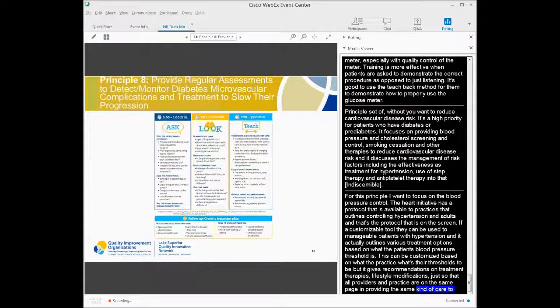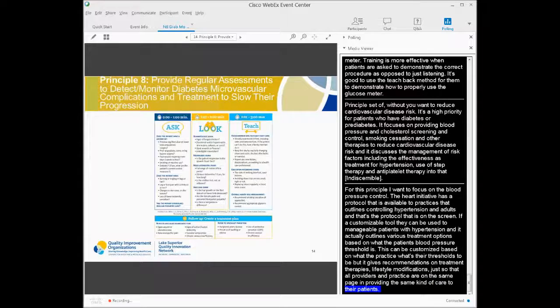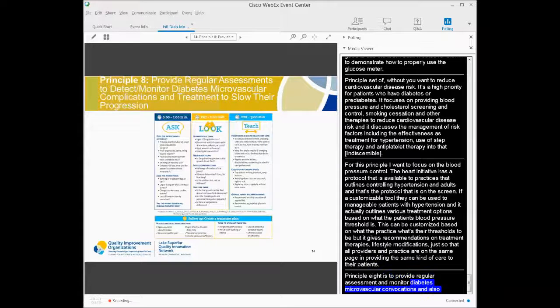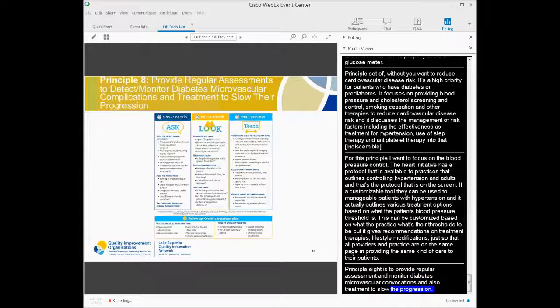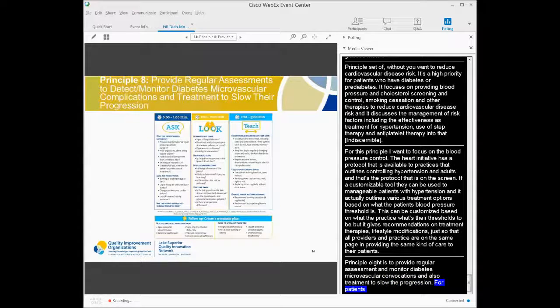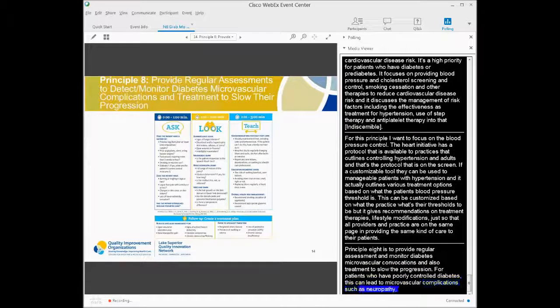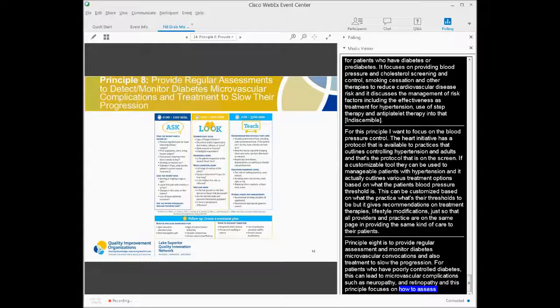Principle 8 is to provide regular assessments and detect or monitor diabetes microvascular complications and also treatment to slow their progression. So for patients who have poorly controlled diabetes, this can lead to microvascular complications such as neuropathy and retinopathy. And this principle focuses on how to assess those complications and what is available to really slow their progression.